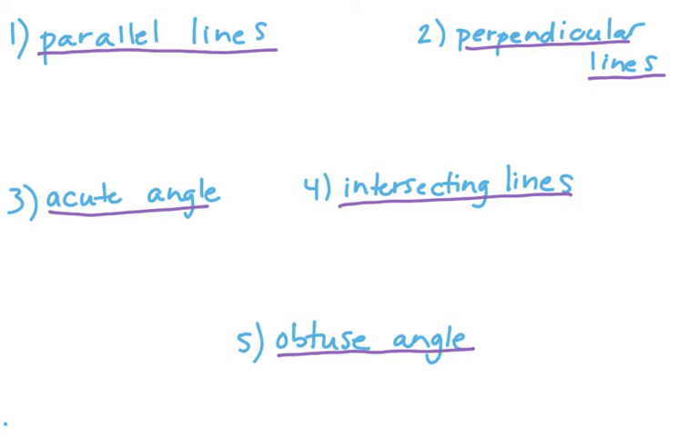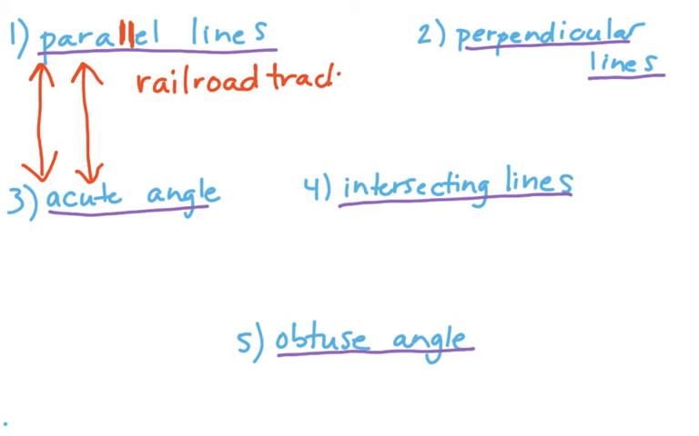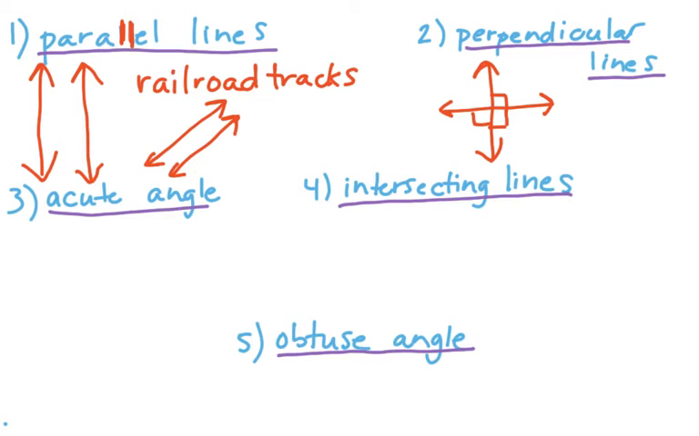So for number 1, parallel lines, if you look at the 2 L's in parallel, it might help you remember that they are lines that will never cross. Think of railroad tracks. Railroad tracks would never cross over each other. These are parallel lines. Next, perpendicular. Perpendicular are lines that cross each other to form a 90-degree angle. And you often see this little square in the corner to indicate it's a right angle.